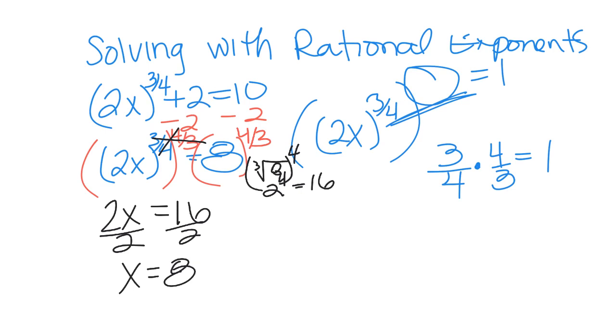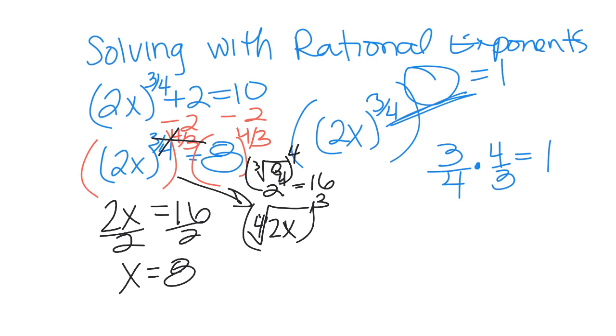Remember that 3/4 power is really the 4th root of 2x cubed. That's what this is. So I have to pay attention to the fact that if it's an even denominator, I can't have a negative inside the radical. So if you get a negative answer, you need to check for extraneous, especially on these ones.